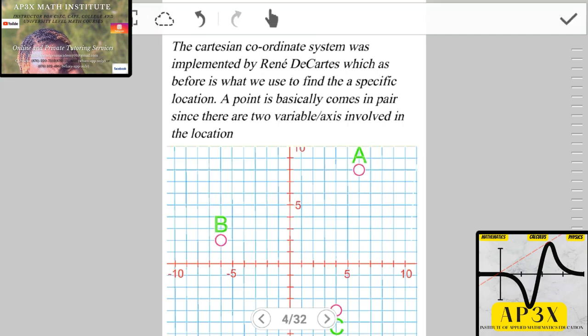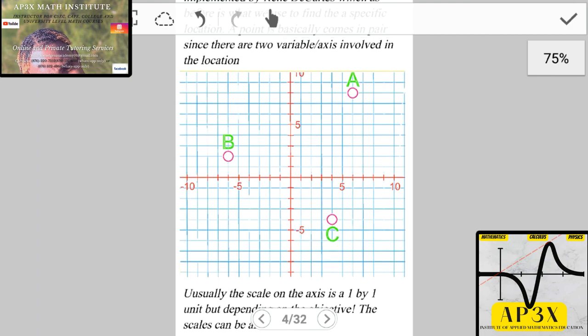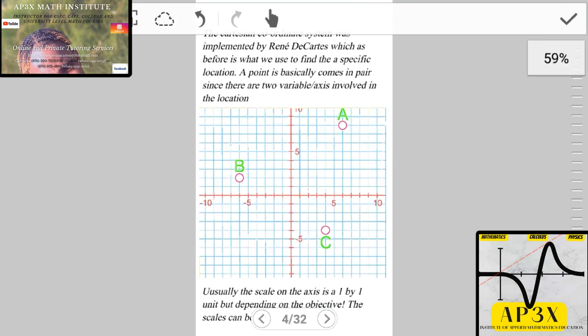Now, the Cartesian coordinate system was in fact implemented by René Descartes from France, which as before was used to find a specific location of a point. So the Cartesian plane here, René Descartes actually invented this particular mathematical model. And so from back in the 18th century, this is what we have been using to determine the location of a point. Really brilliant invention here by René Descartes.